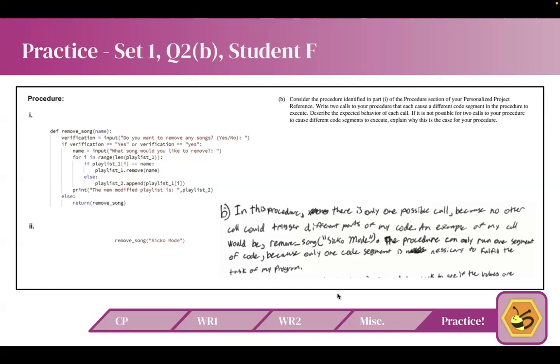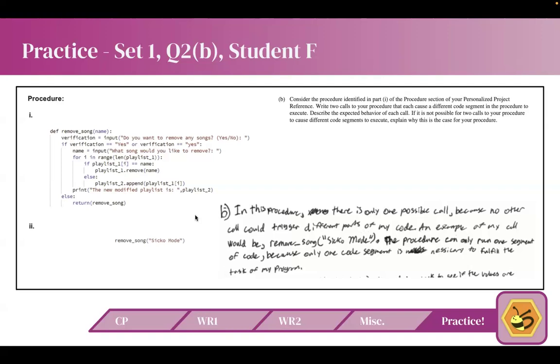So this guy is saying, okay, well, I can't do any call that's going to not cause all of the thing to run. But it actually is the case that if we call sicko mode and sicko mode was in playlist one, it would be removed. But if it's not, then it's going to be added to playlist two, right? So that would be two different calls that you could make, and that would cause two different parts to be affected. So this guy would not get the point. That's not affected by the parameters, though.